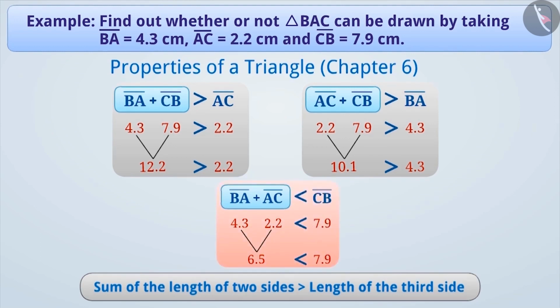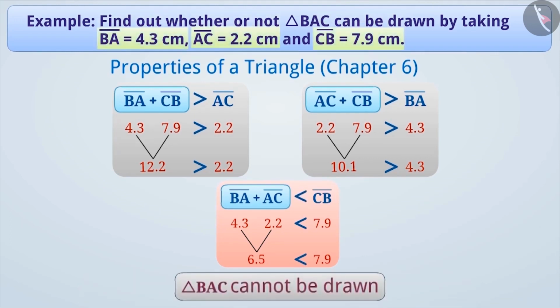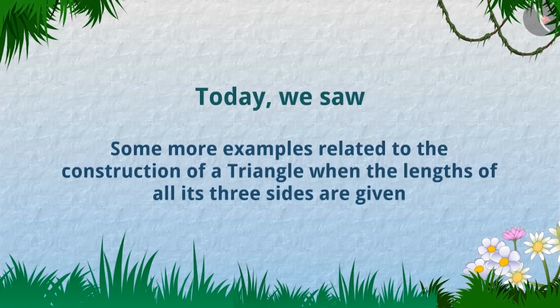That is, the sum of the lengths of two sides of triangle BAC is not greater than the length of the third side. In fact, it is smaller. Since the sum of the lengths of any two sides of the triangle is not greater than the length of the third side in each case, we cannot draw triangle BAC with the given measurements. Today we saw some more examples related to the construction of a triangle when the length of all its three sides are given.